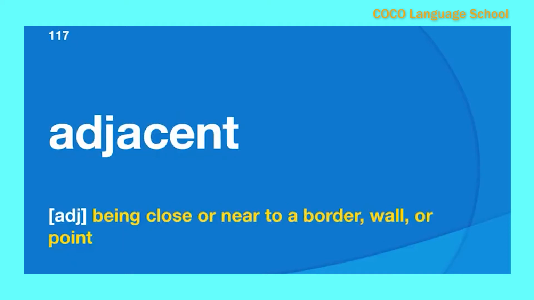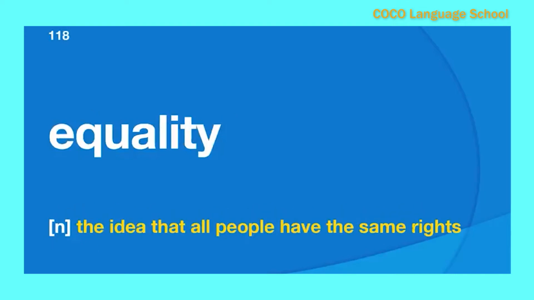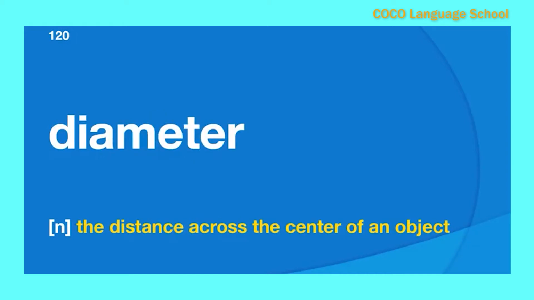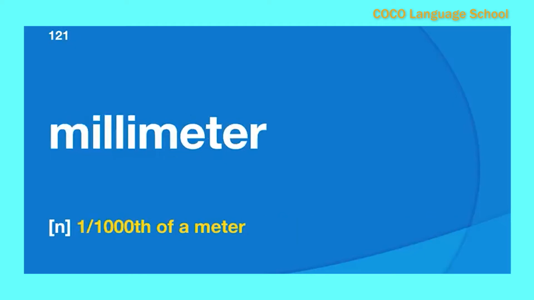Being close or near to a border, wall, or point. Adjacent. The idea that all people have the same rights. Equality. To write again, to improve, or correct errors. Rewrite. The distance across the center of an object. Diameter. 1/1000th of a meter. Millimeter.